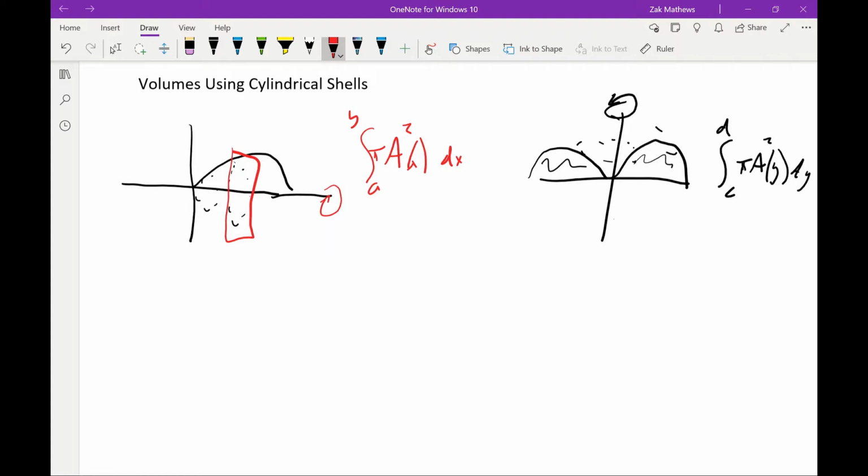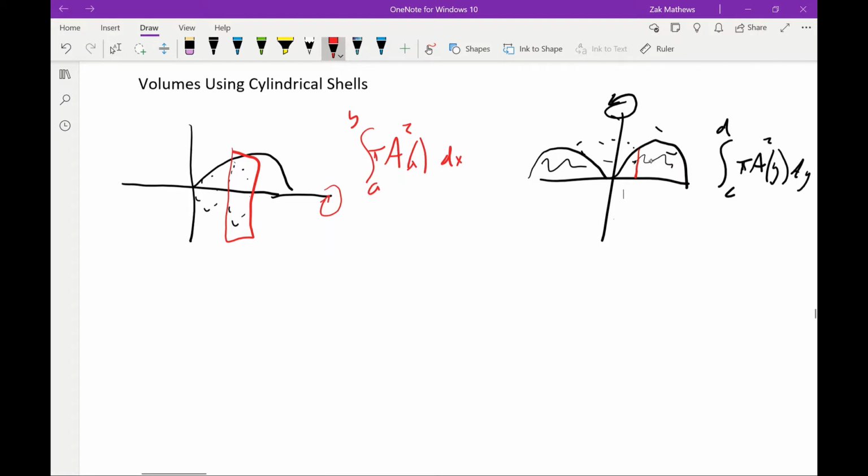Well, whenever we were using our washers, we were always taking cuts. We were always taking these slices, and that seemed to work pretty well for us. And we always did it perpendicular to the axis that we were revolving around. Let's try making a cut parallel to the axis of rotation. So both of these are vertical cuts, but here we're rotating around the x-axis, here we're rotating around the y-axis.